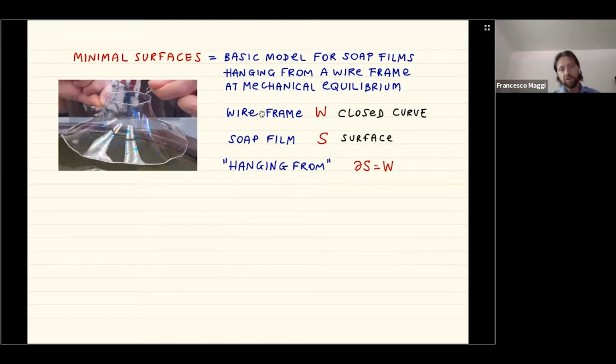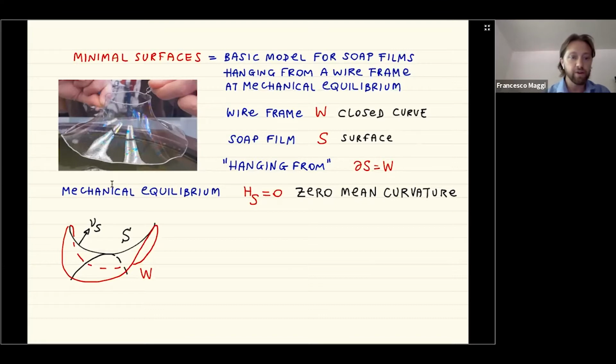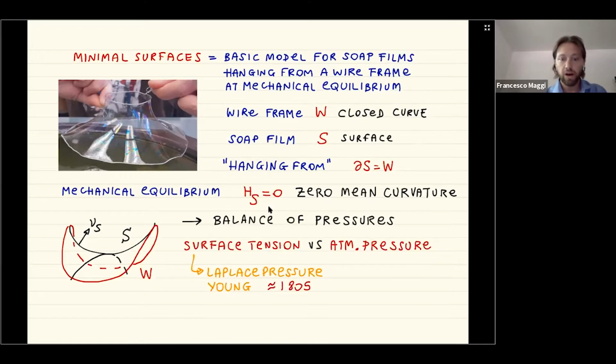Mathematically, in this model, the wire frame becomes a closed curve. The soap film is modeled as a two-dimensional surface. The condition of hanging from becomes the requirement that the boundary of your surface is equal to the closed curve W. And the requirement of mechanical equilibrium is expressed by the condition of the mean curvature of your surface being equal to 0, which can be justified in various ways.